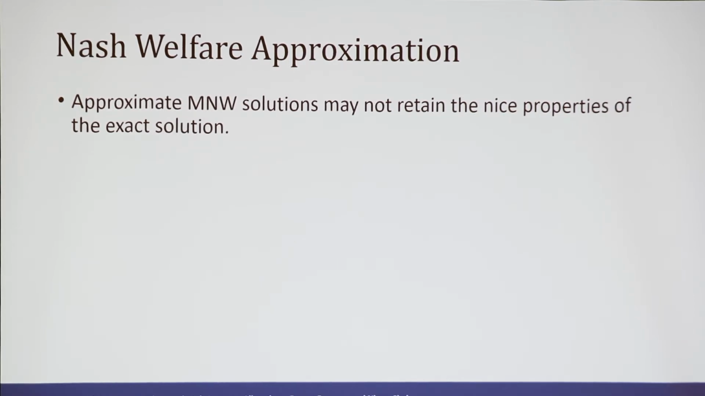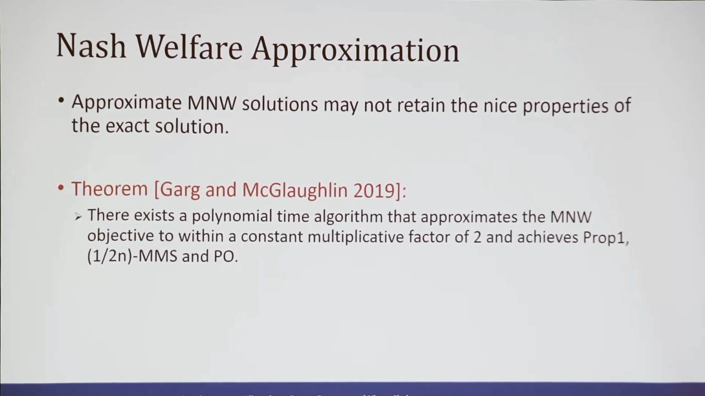All right. One other note on this Nash welfare approximation business. It's worth noting that approximate max Nash welfare solutions generally aren't going to retain the nice properties of the exact solution. Right? So the exact solution is EF1, it's PO. Approximate solutions may not keep these properties. But there are some approximation schemes which do keep some of the guarantees. So a recent paper by Garg and McGlaughlin has shown that there exists a polynomial time algorithm that approximates the MNW objective to within a factor of 2, as well as keeping prop 1, keeping PO, and keeping 1 over 2n MMS approximation.